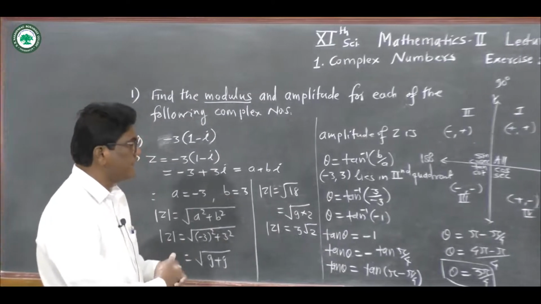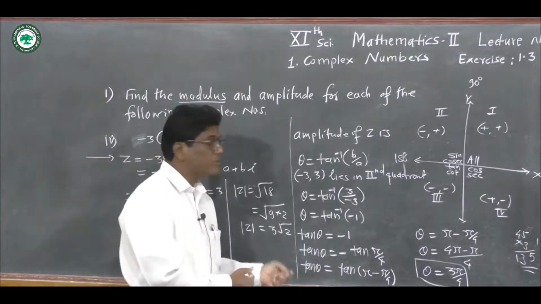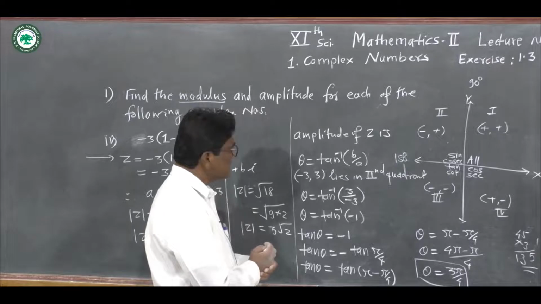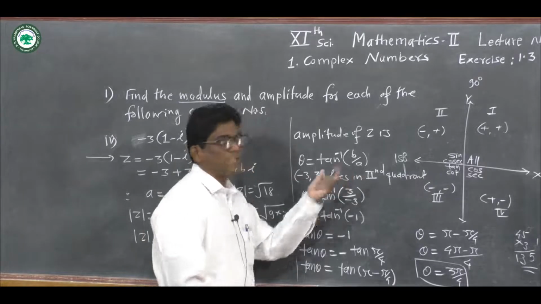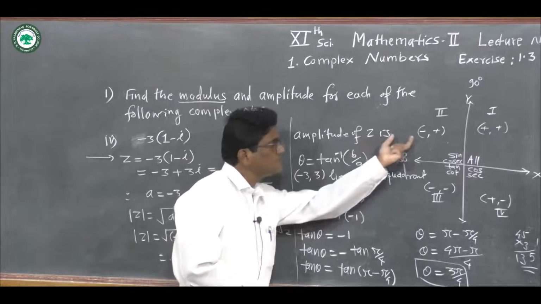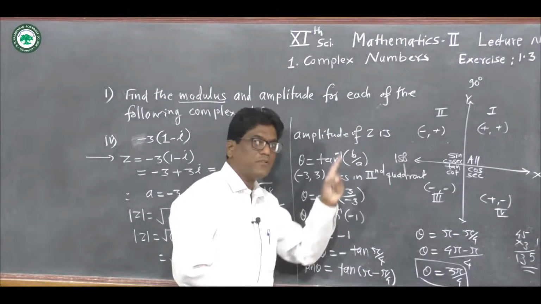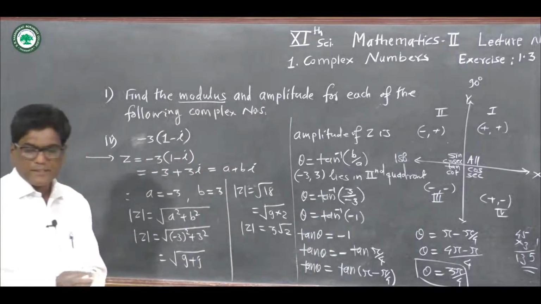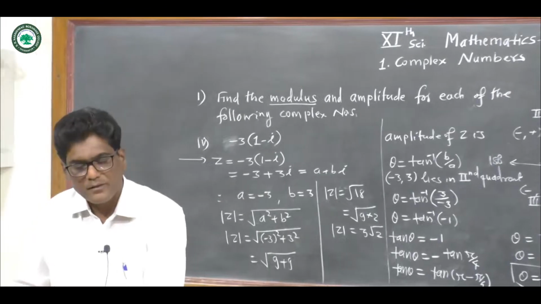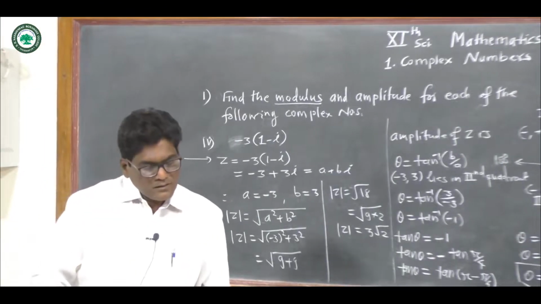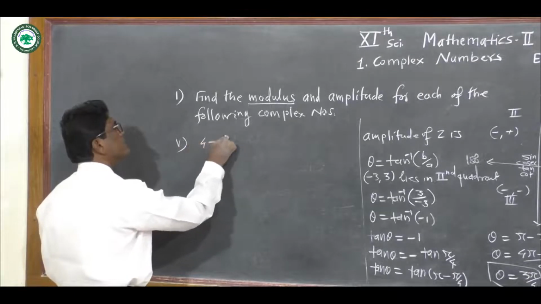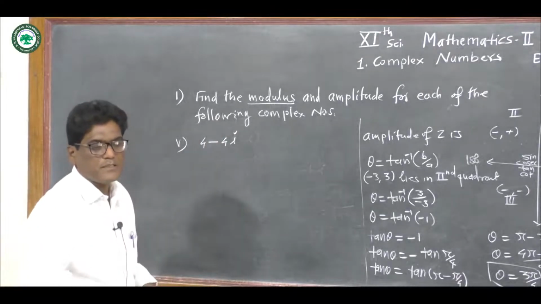So in this way we find the amplitude of z. When we find the amplitude of z, we have to take into consideration where this point lies. This point lies in the second quadrant, and then we find theta. So use this formula. In this way we completed the fourth problem. Next, the fifth problem: z is equal to -4 minus 4i.